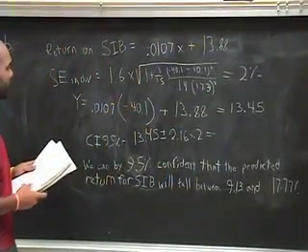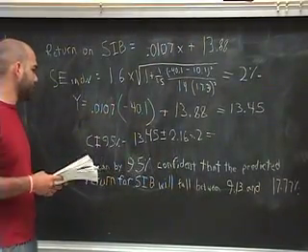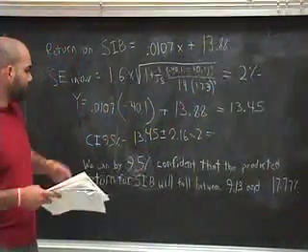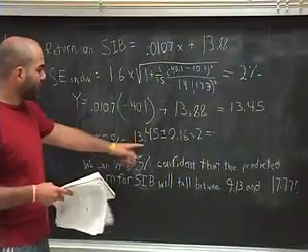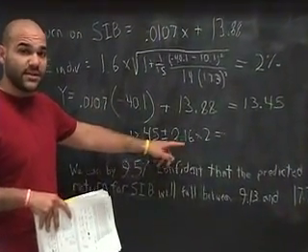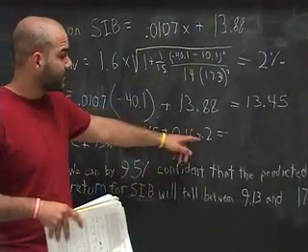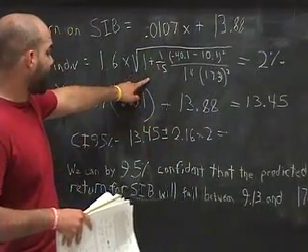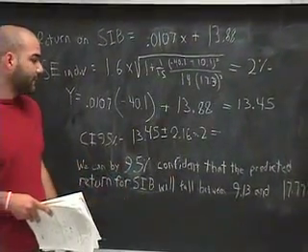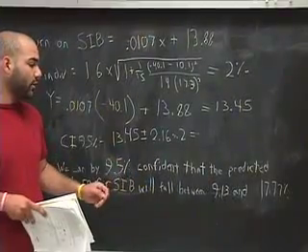Now, we plug 40.1% into the regression equation to get 13.45%. Now we're going to use that to calculate our confidence interval right here. And it's going to be plus or minus 2.16, the 95% t value with 13 degrees of freedom times 2, which we got for SE of individual y. So we can be 95% confident that the predicted return for SIB will fall between 9.13 and 17.77%.